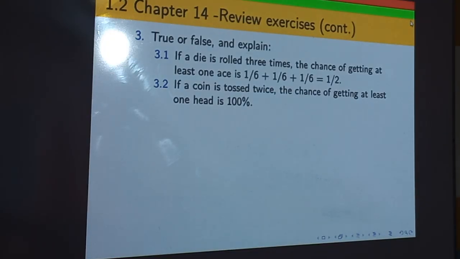If a coin is tossed twice, the chance of getting at least one head is 100%. Definitely wrong, correct? But how do you calculate the probability? Similarly, one can say 1 minus the probability of not getting any head. So 1 minus, the first one is a tail and the second one is a tail. 1 over 2 to the power 2, 1 minus 1 over 2 to the power 2.